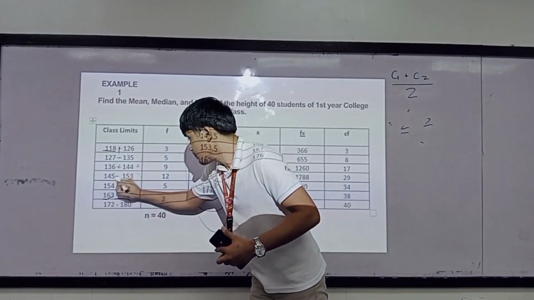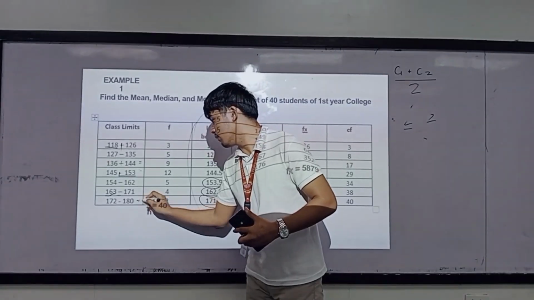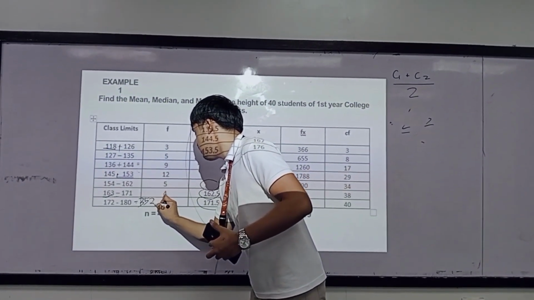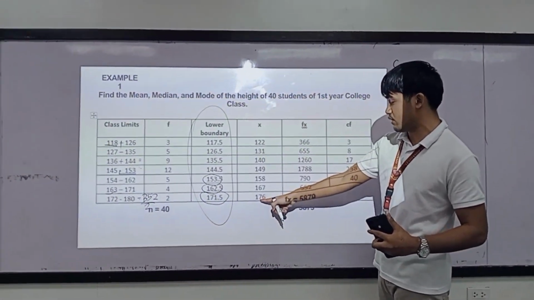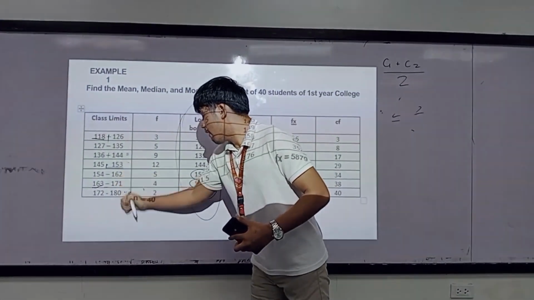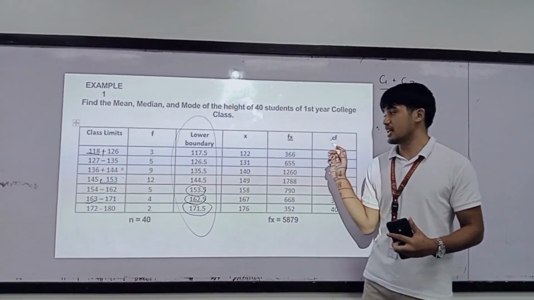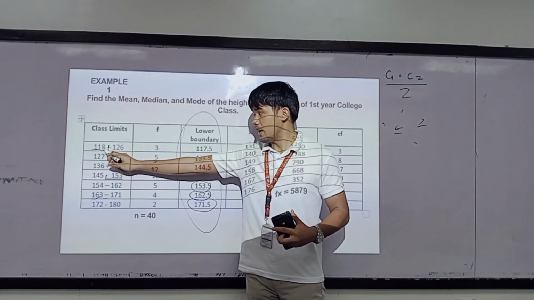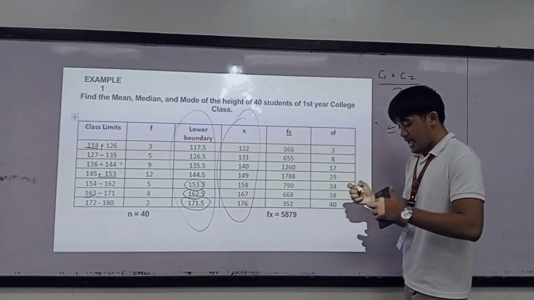And lastly, adding 172 to 180, then we can get the value of 352. And then divided by 2, then we can get the value of our class marks, 176. So, all you need to remember when getting the x or the class marks is to get the mean of your class limits or your two intervals. So we can get these values.